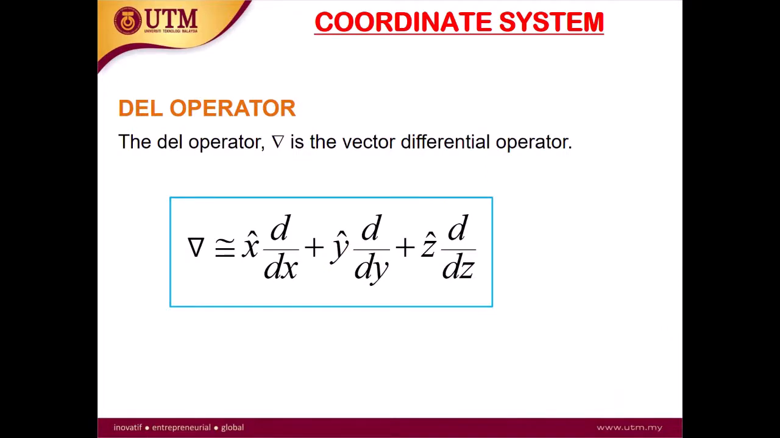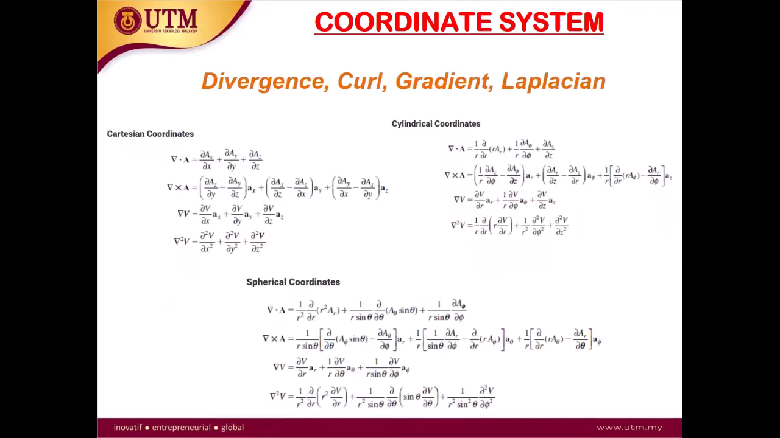This is just the introduction of the del operator. The del operator is the vector differentiation operator. Later in our next topic, you will see the del operator, and this is how we define it in Cartesian coordinates. We have d over dx in the direction of x, and so on. For cylindrical and spherical coordinates, we can change the del operator. The del operator will be given during your test and final exam, because you will be given a table. For example, the table has four functions: divergence, curl, gradient, and Laplacian. These four functions will be used in different chapters of EMT.